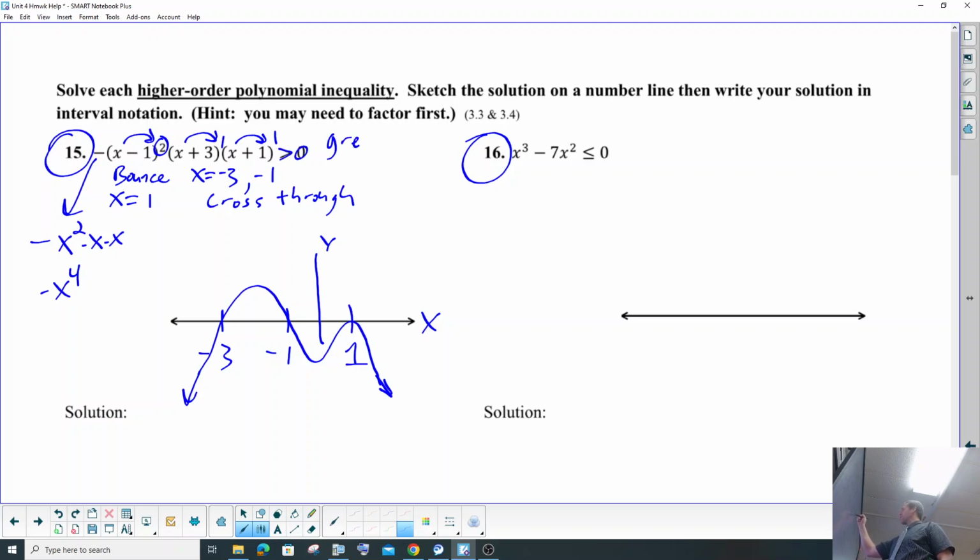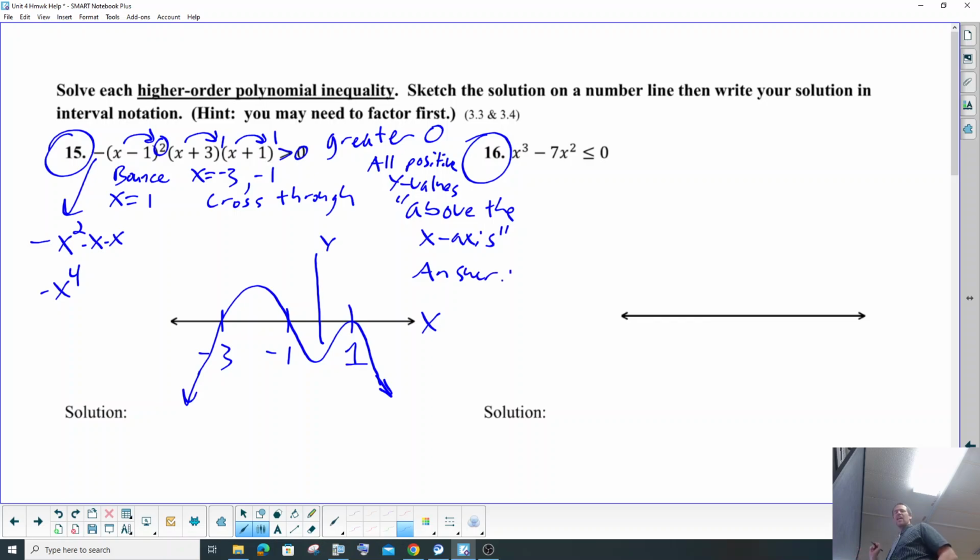Do you remember what greater than 0 means? So it means all positive y values, which means above the x-axis. And then your answer is actually, do you remember this part? The answers are actually your x-intercepts, just the x values. So the answer is going to be your x values. Specifically, your x-intercepts. Cool.